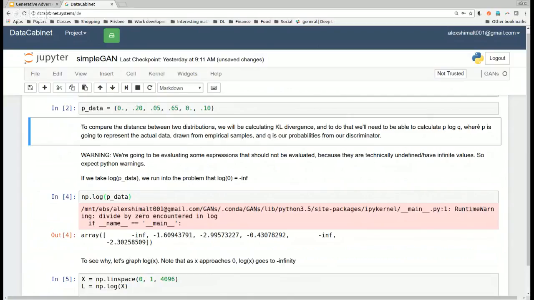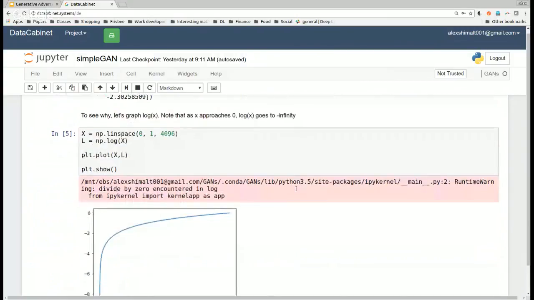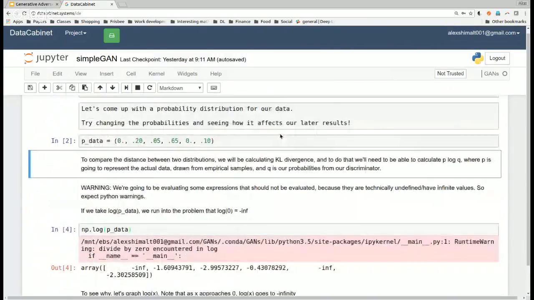So there is a slight problem here, and that is that if it's going to come up a lot, and if we want to do this P log Q, we need to calculate the logarithm of P, let's say a probability distribution. And the problem is, if we take the logarithm of 0, it's actually negative infinity. And if we take the logarithm of 1, it's 0. And I made a little example of this.